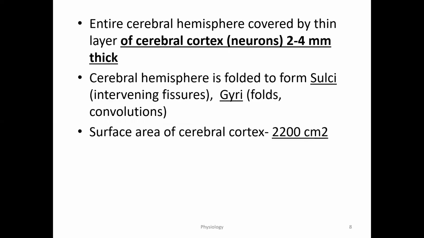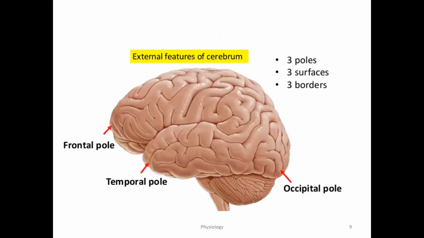The entire cerebral hemisphere is covered by a layer of neurons that is called cerebral cortex, which has 2 to 4 millimeter thickness. And in each cerebral hemisphere, you know that there are some depressions and elevations, that are called sulci and gyri. You may have MCQ on this. The surface area of the cerebral cortex is around 20 to 100 centimeters square.